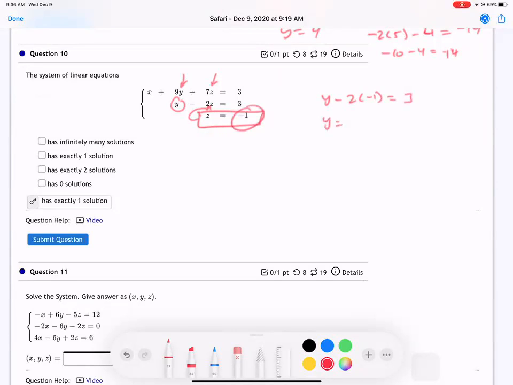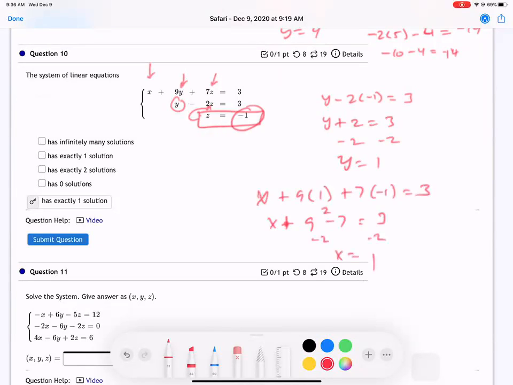So y is equal to, oh, sorry, I keep saying y is equal to, it's too much algebra 1. Plus 2 is equal to 3, minus 2, minus 2. y is equal to 1. And then we can plug it into here. x is equal to, darn it, I keep doing it. x plus 9 times y, which is 1, plus 7 times z, which is negative 1, equal to 3. So x plus 9 minus 7 equals 3. This becomes 2. Minus 2 to both sides. x is equal to 1.